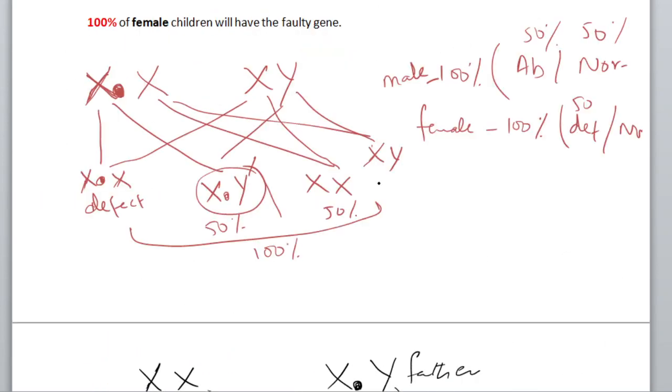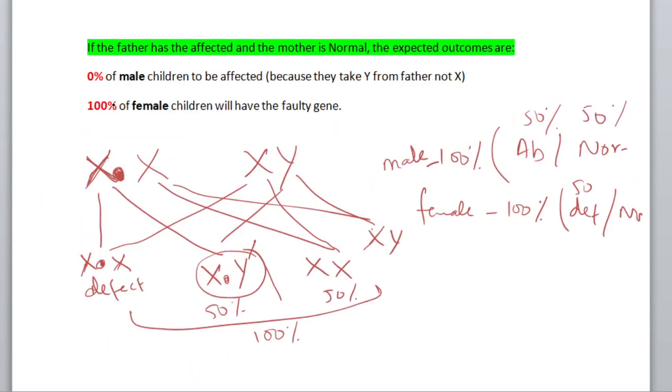Now let's read the last line. If the father is affected and the mother is normal, the expected outcomes will be 0% of the male children will be affected because they take Y from the father, not X. And 100% of the female children will have the faulty gene because they take the X chromosome from the father.